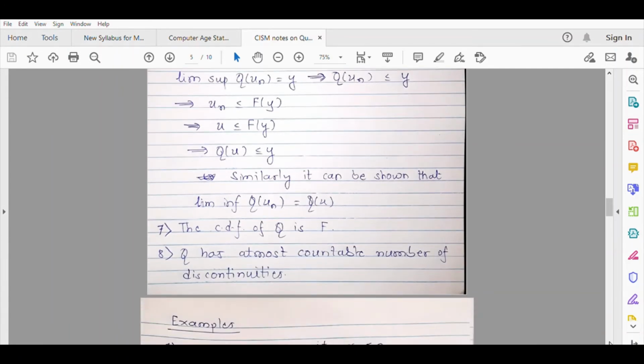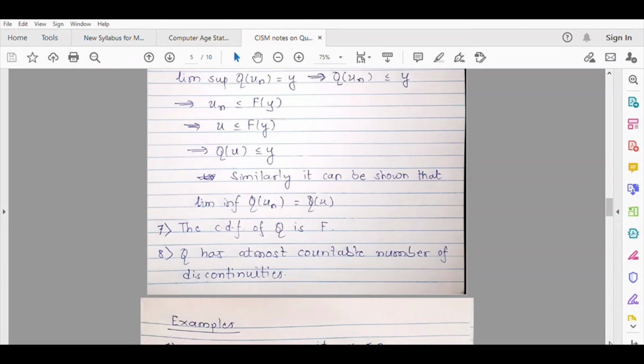Then the seventh property is the CDF of Q is F. So it is very obvious. Again, this also you can prove very easily. Then Q has at most countable number of discontinuities. Why would it be so? Why Q will have any discontinuities? And if so, why countable number of discontinuities?